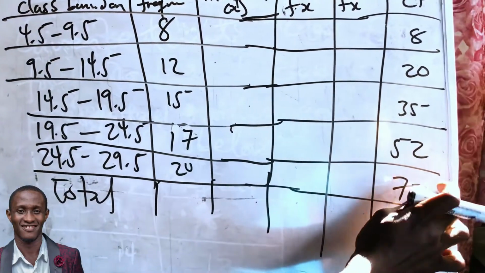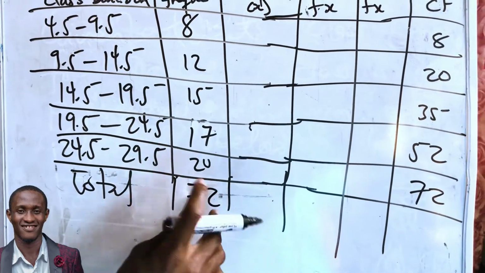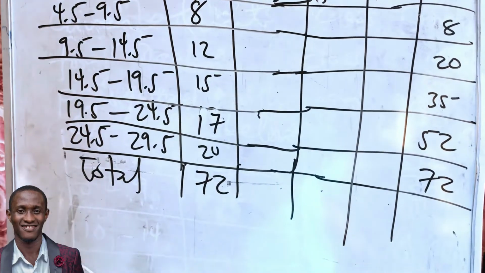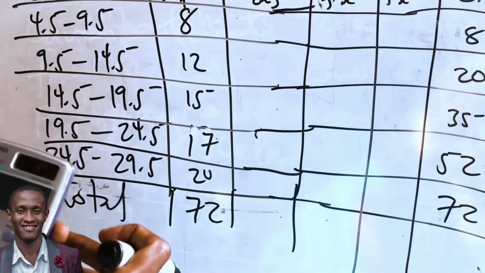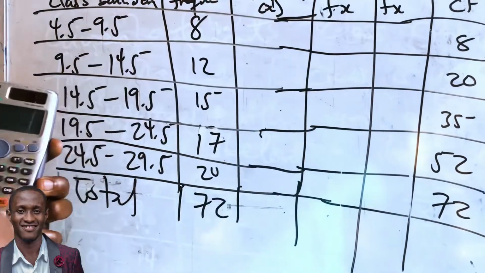So the last number here should actually be the same number here. The calculator can help us confirm this. You get there. Okay, so now I have this left. Now let's use the calculator to fill this, then we will solve the questions and then we complete them.